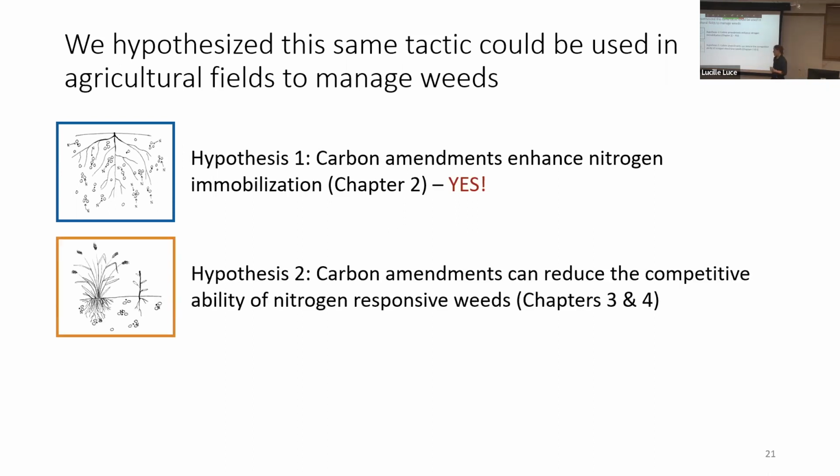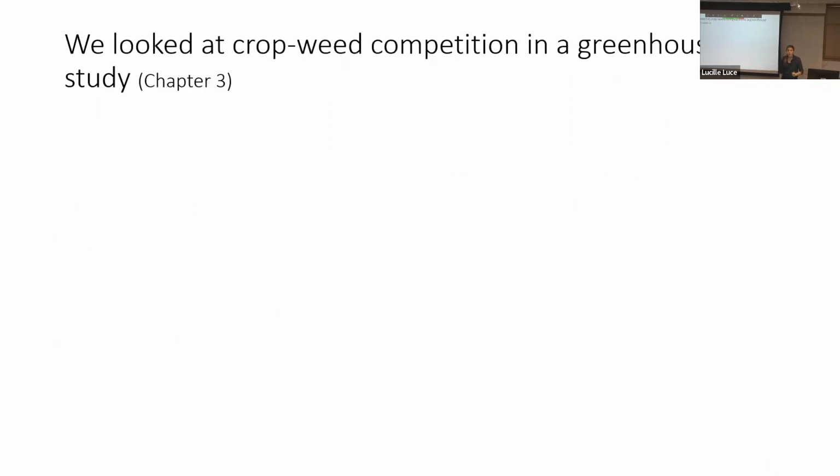Our second hypothesis was that carbon amendments can then reduce the competitive ability of nitrogen available weeds. I'm going to talk about data from two different experiments for this. First, we looked at crop weed competition in a greenhouse experiment. For this experiment, I had 5 different plants. 3 of them were weeds, and these are common nitrogen responsive weeds in North America, and they're really problematic in many different growing systems. We have Palmer amaranth, Powell amaranth, and then common lamb's quarters.